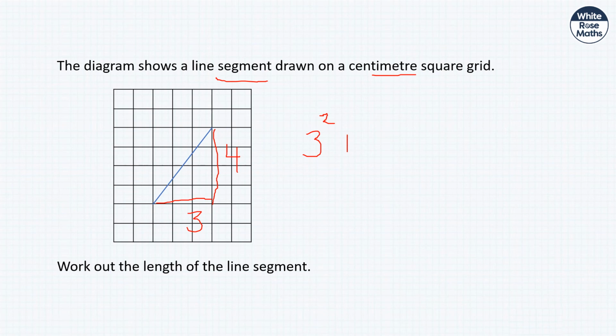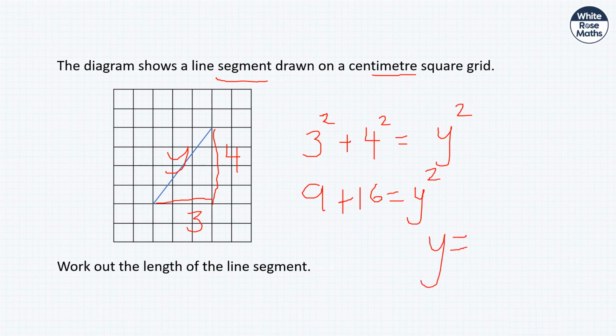So 3 squared plus 4 squared is equal to, we'll call that y for this case, y squared. So we've got 9 plus 16 is equal to y squared. So therefore y is equal to the square root of 25, which is equal to 5. Length is equal to 5.